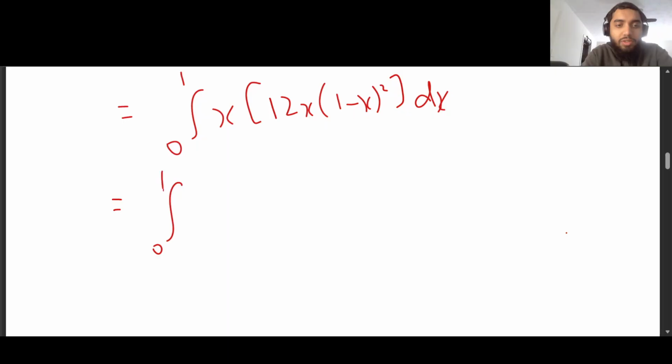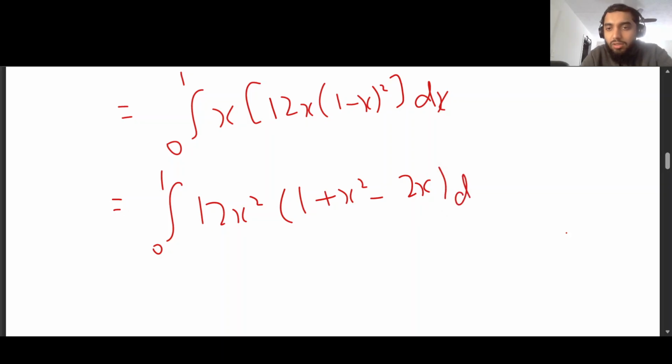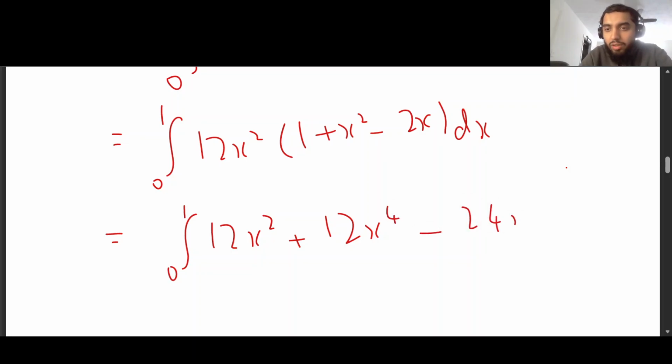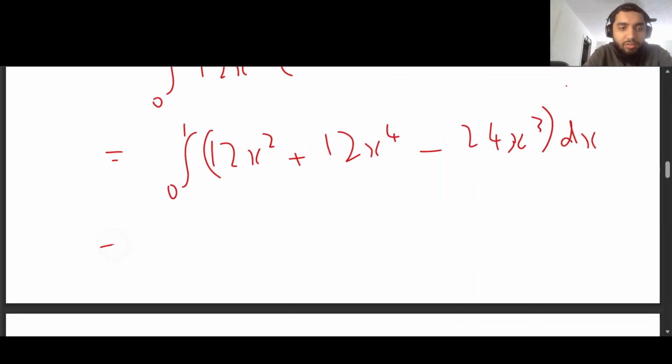That would be the integral from 0 to 1 of 12x squared, and then opening up (1 minus x) squared, it would be a squared plus b squared minus 2ab. So it's going to look something like that dx. Expanding that, that's going to be 12x squared plus 12x to the power 4 minus 24x cubed dx.